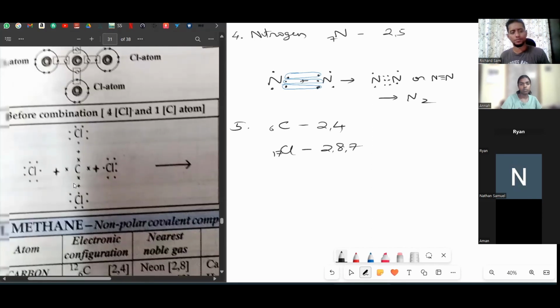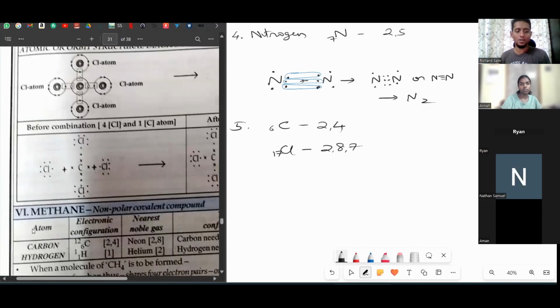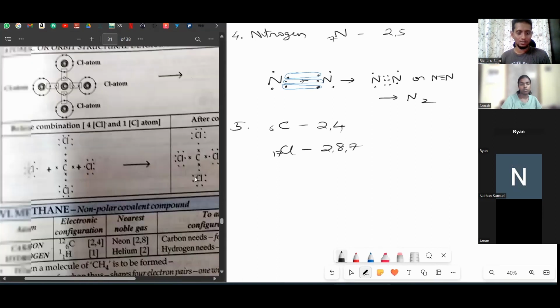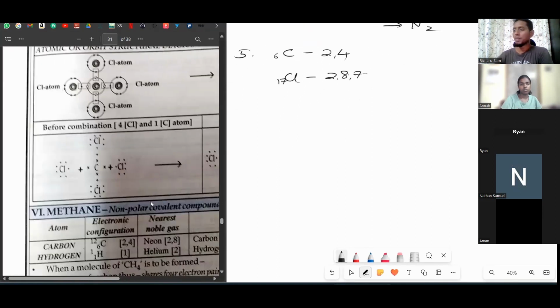Now look at the electron dot diagram. Okay. So similar to what we saw before, but here we're going to represent the electrons using different symbols. So carbon's electrons, carbon has 4 electrons in the outermost orbit, we'll put 4 dots. And chlorine has 7.